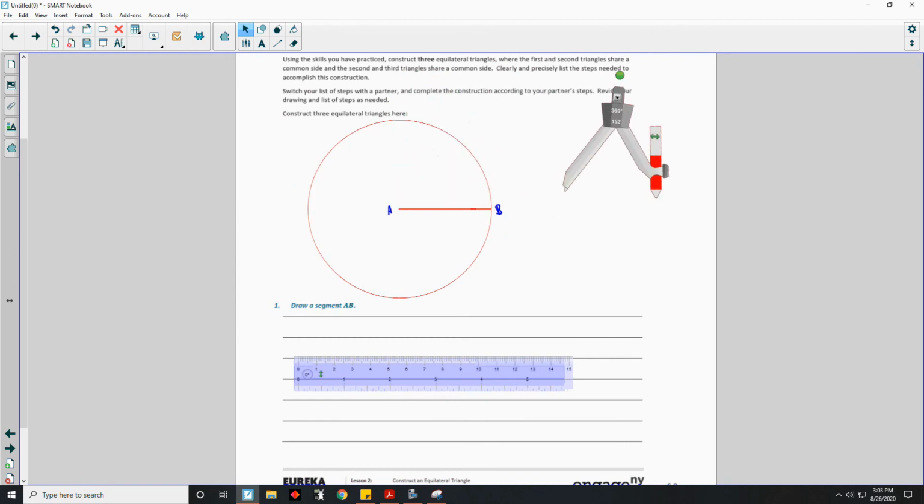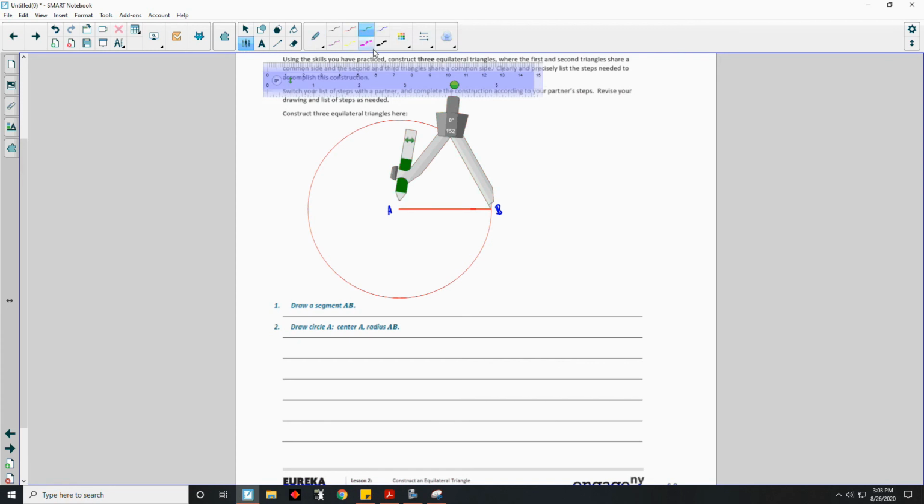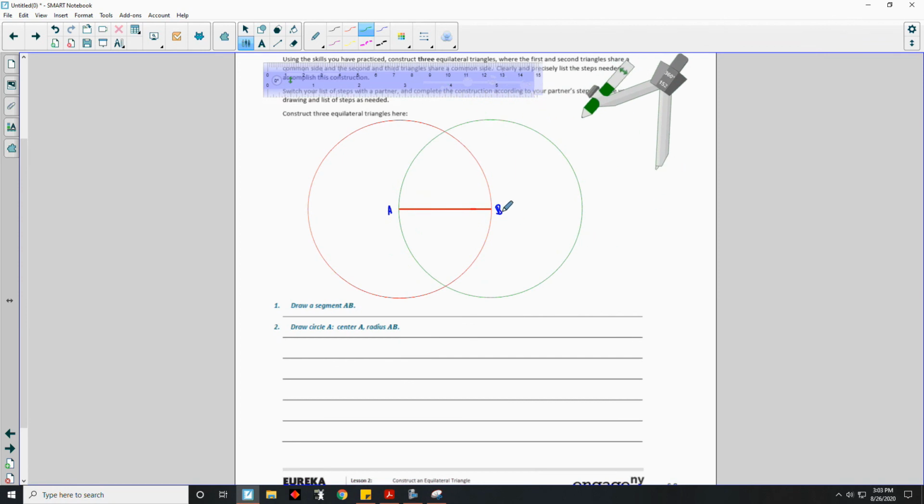Okay, so there it is. I said to draw circle A, center A, radius AB. Step 3, I'm going to draw circle B with a radius BA. So this is just going to be like this. Let me change the color of it though. And so I'm going to draw a circle here. Okay, so now I drew circle B, center B, radius BA.